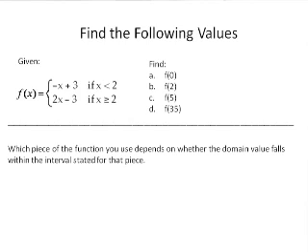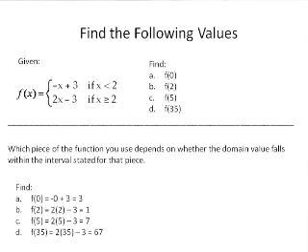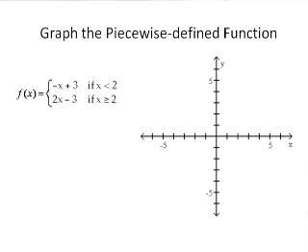For part A, we're looking for f of 0. Since 0 is less than 2, we use y equals negative x plus 3. For part C, we're looking for f of 5. Since 5 is greater than or equal to 2, we will use y equals 2x minus 3. I will let you work through the results of A through D. Let's move on to graph this function.